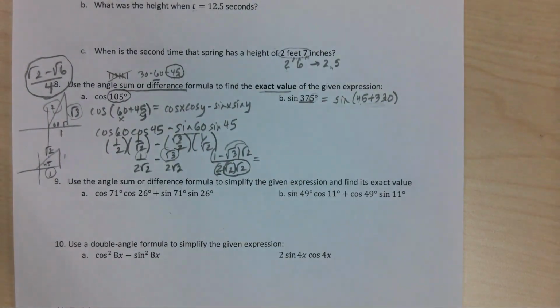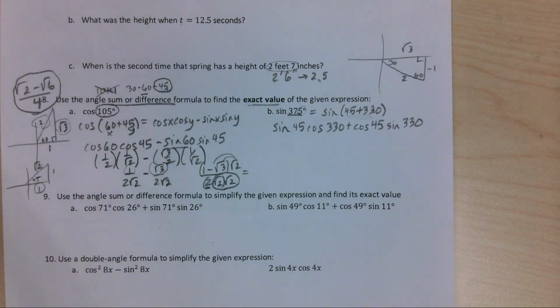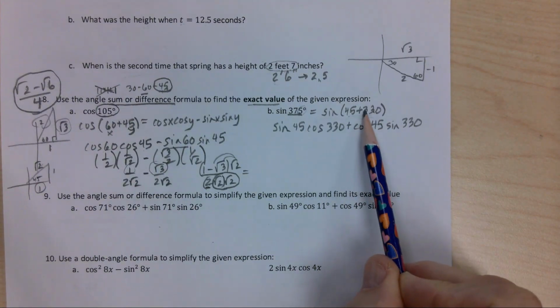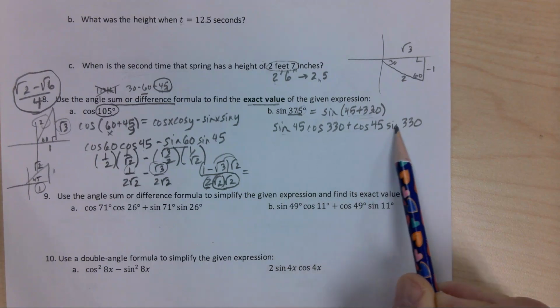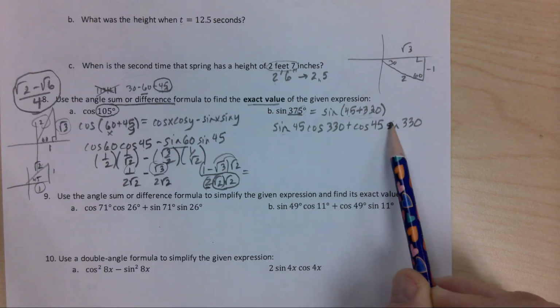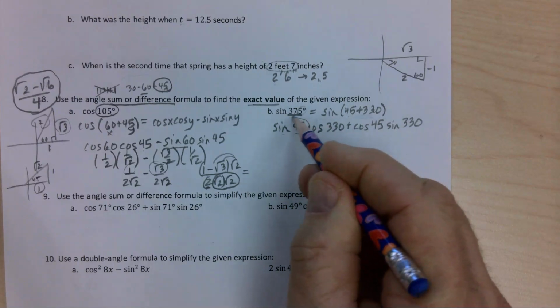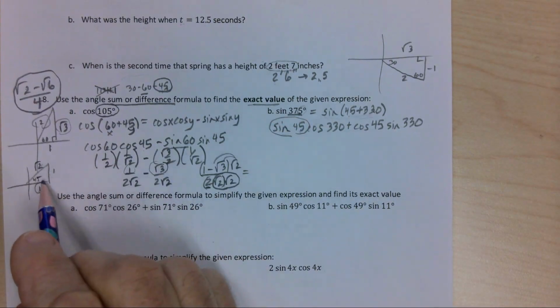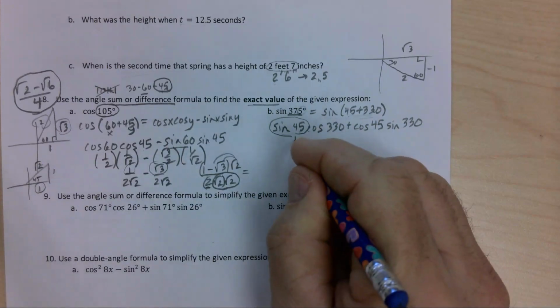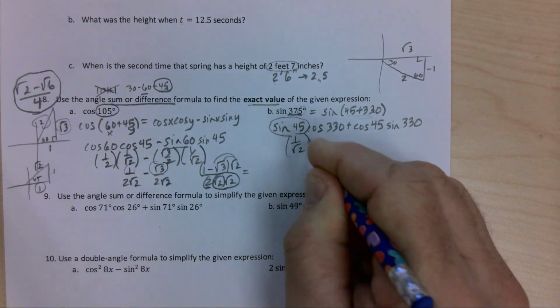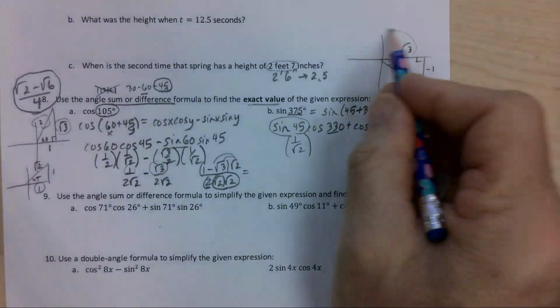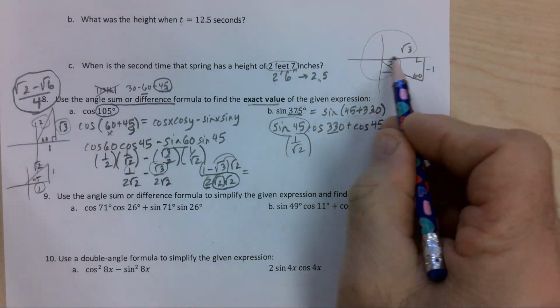Give me a second, I'll save a little time here. Okay, so I've taken this, I've used my sine formula, put things in the proper spots. Now I've got to figure out what these pieces are. Sine of 45, I can steal that. That's 1 over the square root of 2. 330, I spun my spinner, 330, leaving me with 30.